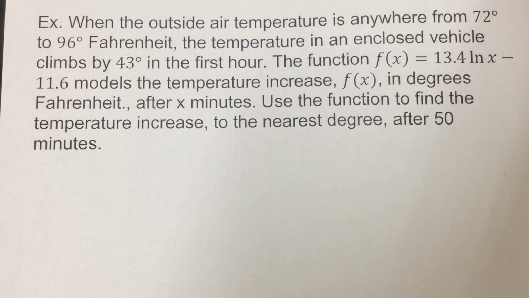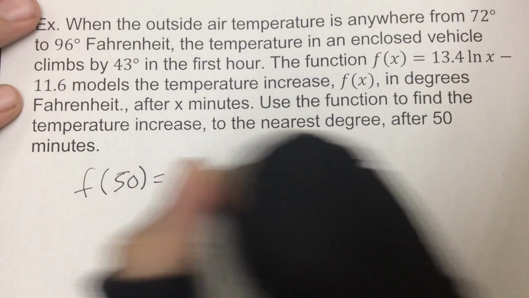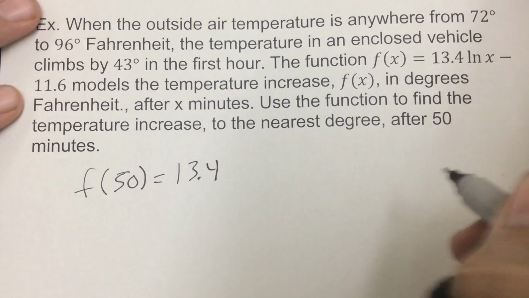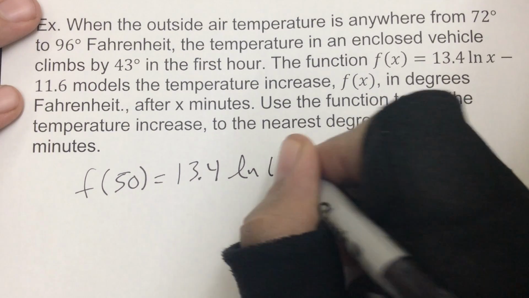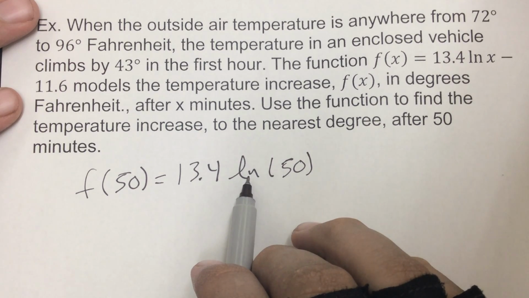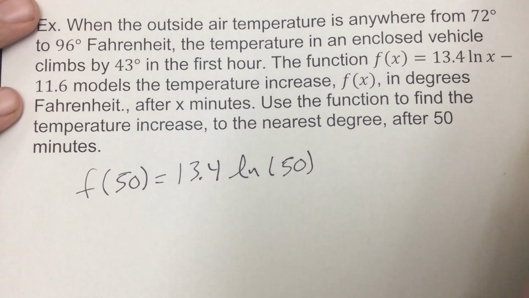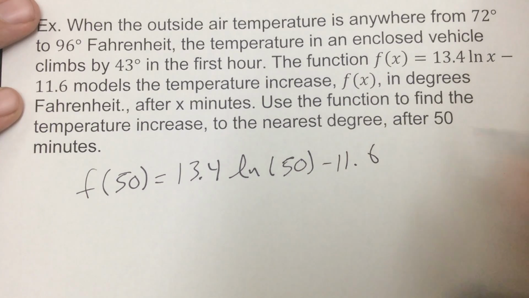The function f of x equals 13.4 ln x minus 11.6 models the temperature increase f of x in degrees Fahrenheit after x minutes. Use the function to find the temperature increase to the nearest degree after 15 minutes. So if x is our number of minutes, we're going to set this up as f of 15. So in other words, 13.4 ln of 15 minus 11.6. I was always taught you write the L in a cursive way so that it doesn't look like a 1, so that's why I'm doing the ln here. We can put this in our calculator.